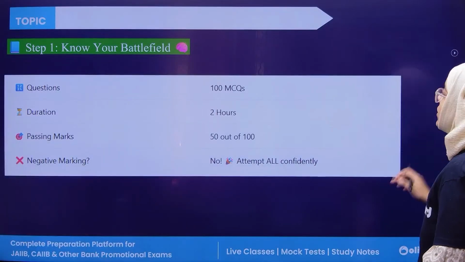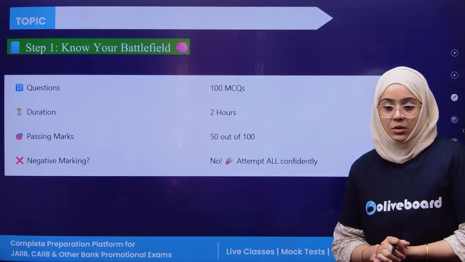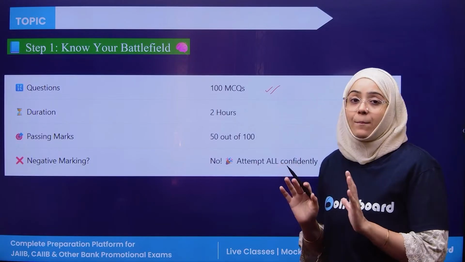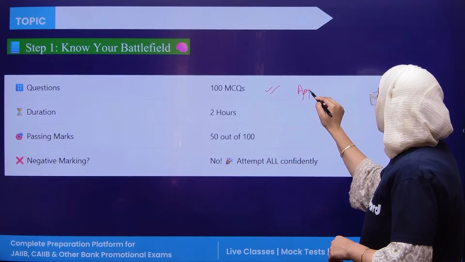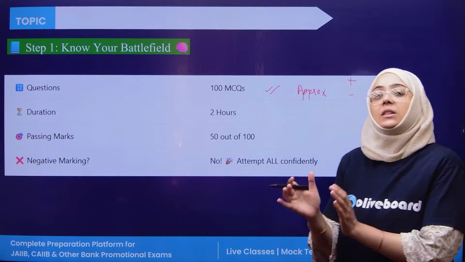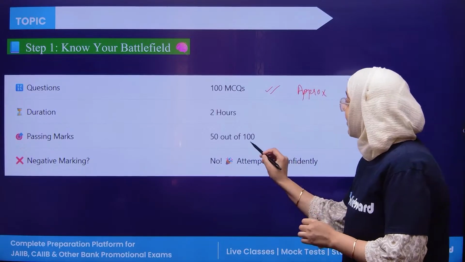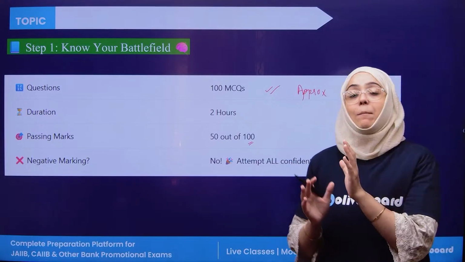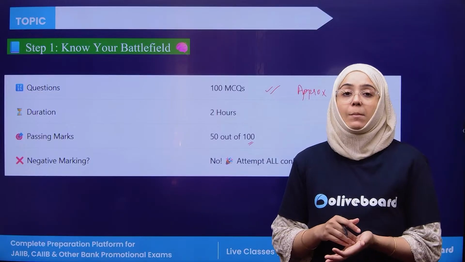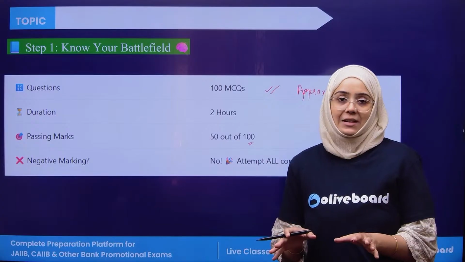First is the basic pattern of your examination, right? For Indian economy and Indian financial system, we have 100 MCQs approximately. Why approximately? Because here plus and minus can be done. Sometimes it can be more than 100, sometimes less than 100, but the maximum marks is 100, that is fixed. The number of multiple choice questions can be 102 sometimes, 95 sometimes, no matter, right?